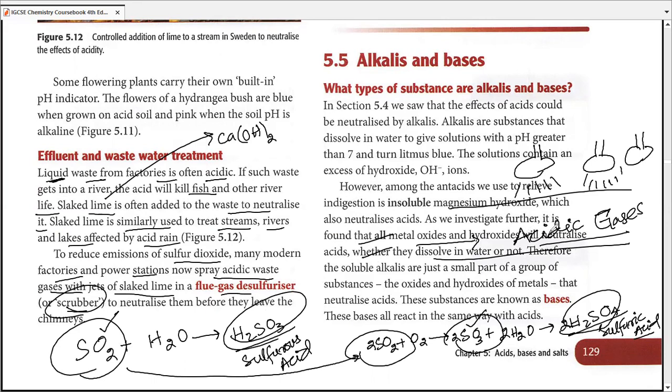Now what happens is that all acidic gases are converted into acidic solutions, right? And what we do is that we add slake lime to these acidic solutions. What happens? They react, they get neutralized, and we have neutral solutions that we can throw out as waste. And those neutral solutions are not going to kill fish.